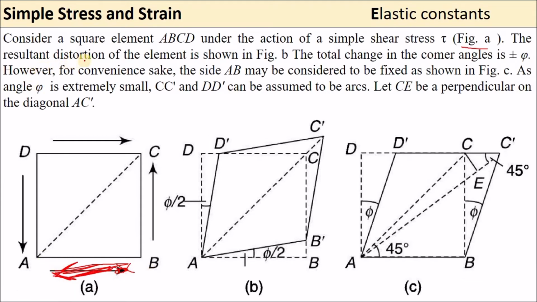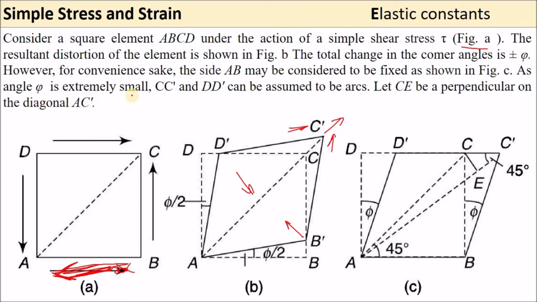The resultant distortion of the element is shown in figure B. Due to this type of shear stress, the body will deform in this way, because the shear stress acts in this direction. It will try to move this side and it will go inside like this. However, for convenience, the side AB may be considered fixed, as shown in figure C, and angle alpha is extremely small.